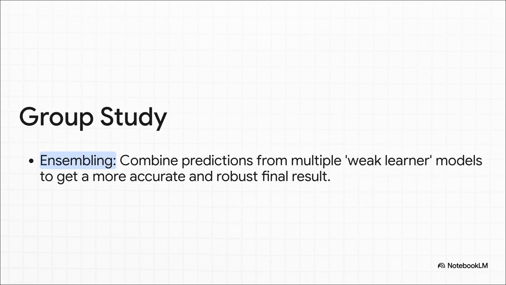And finally, one of my favorites, the group study method. This is known as ensembling. The idea here is that instead of trying to build one single genius model, you train a bunch of different simpler models. We call them weak learners. Any single one of them might not be that great on its own. But when you combine all of their predictions together, the collective wisdom of the group is often way more accurate and reliable than any single genius model could ever be.